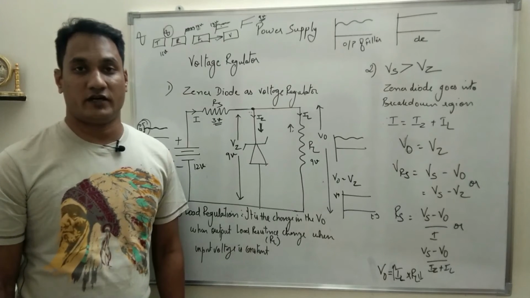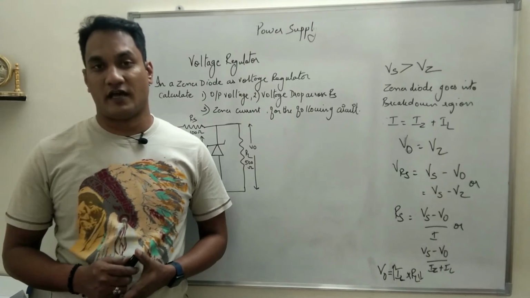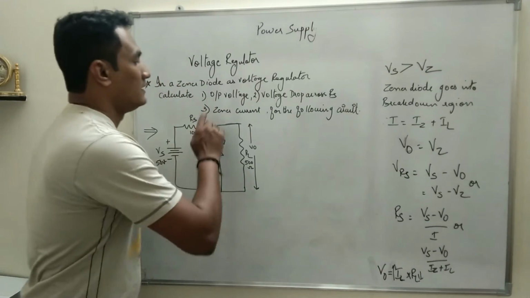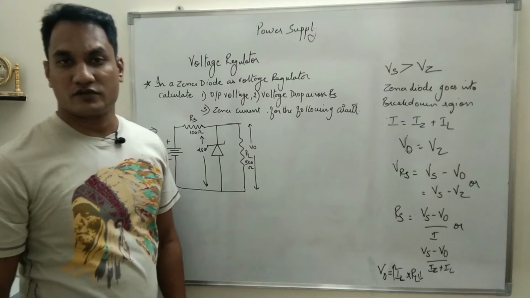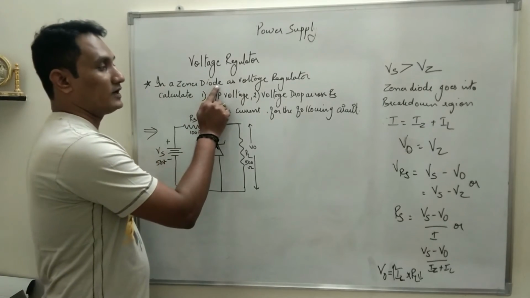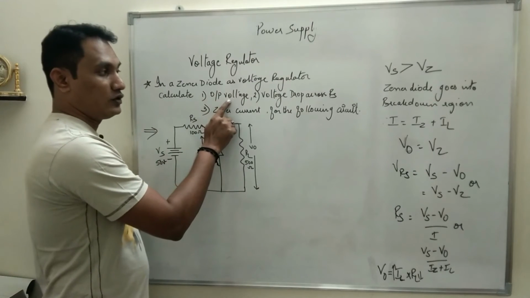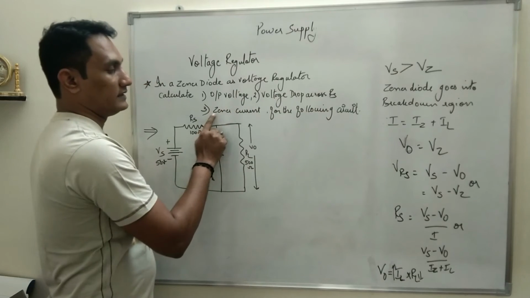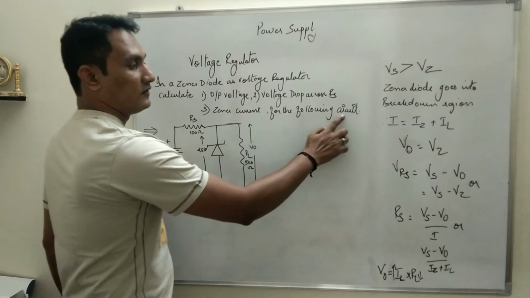I hope you have understood. Next, we will try to understand numericals based on Zener diode as voltage regulator. The first type is this. This question has been asked in board exams a number of times, so make sure that you understand things properly. In a Zener diode as voltage regulator, we need to calculate the output voltage, the voltage drop across RS, and third, the Zener current. This question has been asked for 4 marks for the following circuit.